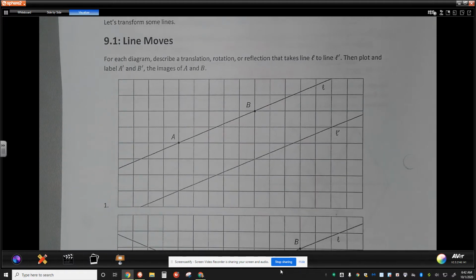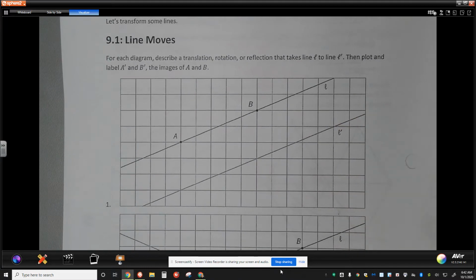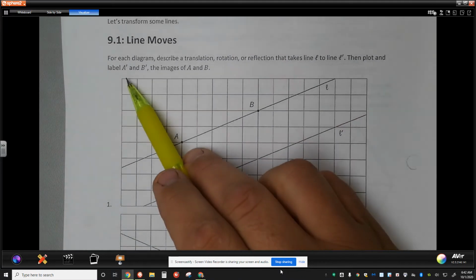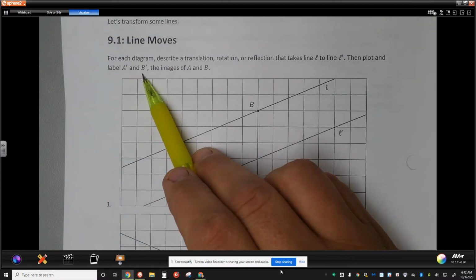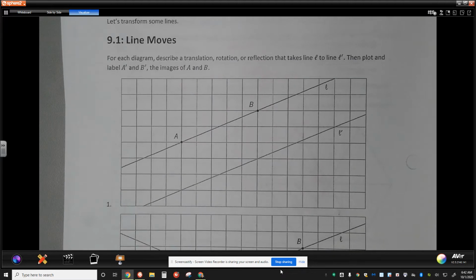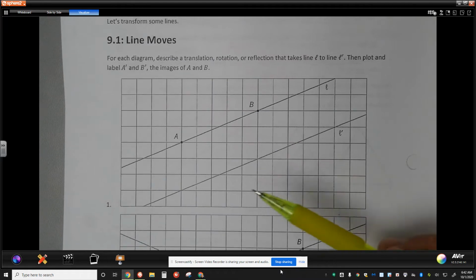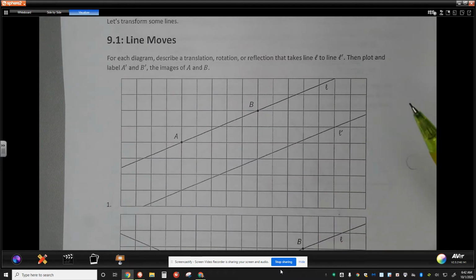First part of this assignment is looking at each diagram. We're going to describe a translation, rotation, or reflection that takes line L to line L prime. Then we're going to plot and label points A prime and B prime, which are the images of A and B. The first thing I want to look at with these two figures, since we haven't been told that these lines are parallel and they look like they're parallel, is to verify that they really are in fact parallel before I make too much of it.